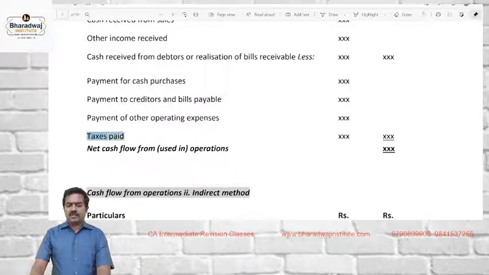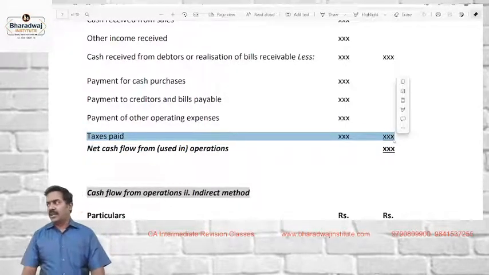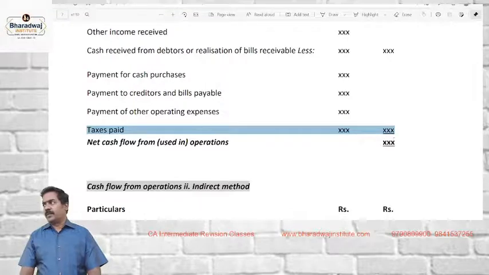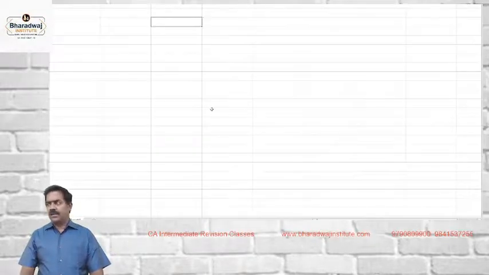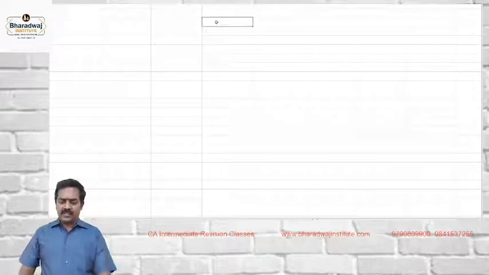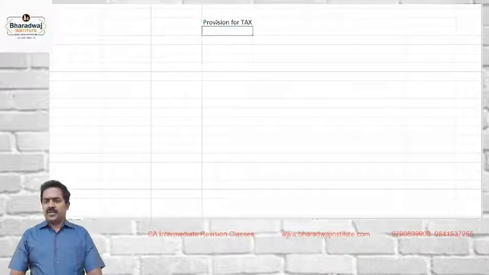This will give us cash flow before tax. Minus tax paid will give us net cash inflow or outflow from operations. In this, some troubles can be added by your exam question paper setter. One is provision for tax.